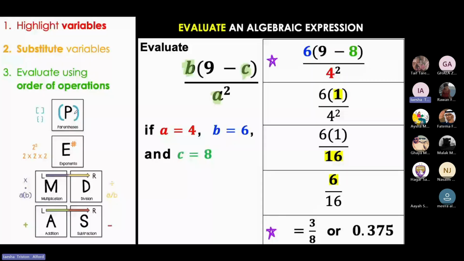So same again, starting in the parentheses. We have 9 subtract 8 gives us positive 1. The next thing I can do here is the exponent. Positive 4 to the power of 2 gives me positive 16. The next thing I did was in the top. Positive 6 multiplied by 1 gives you positive 6. This one you should divide. Okay, gives you positive 3 over 8 or 0.375. Write both answers in the exam if you get fraction or decimal.